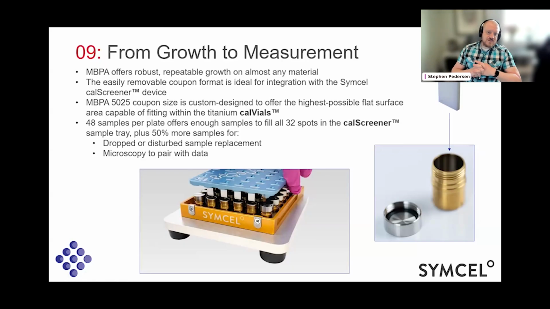Running this with the calScreener is great because you have 48 samples per MBPA plate, and the calScreener has 32 spots available. So you end up with about 50% extra samples in case there's some disturbance of the biofilm while you're manipulating the samples over. If you drop a sample, you have some bonuses. It also allows for moving some of those over to microscopy or to other sampling while the calScreener is running, and you can get some side-by-side comparison that way from the same experiment, which is really awesome.